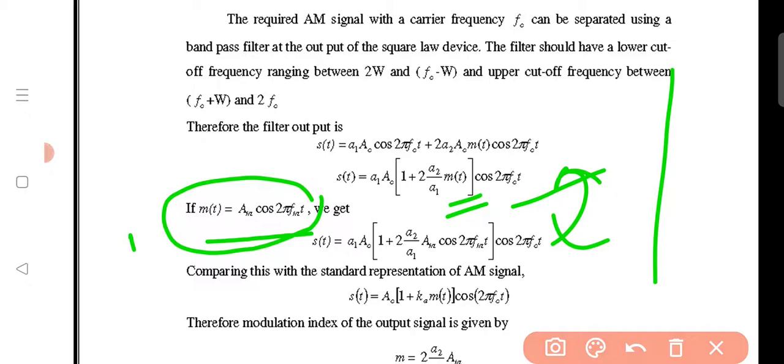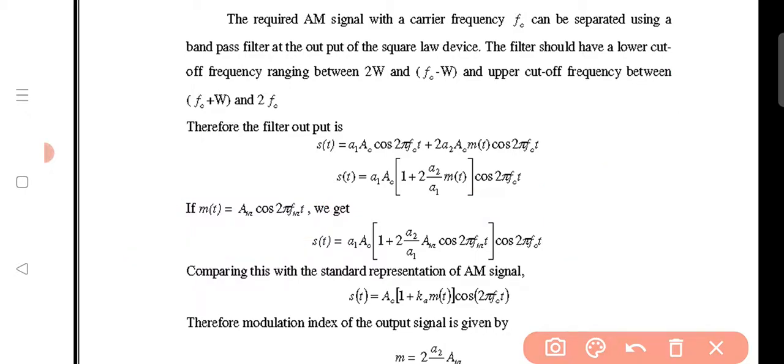Our standard equation is like this. It is similar to the standard equation. We just observe the standard equation consists of carrier signal plus message and carrier signal. Here this is the carrier signal, Ac cos 2 pi fct. Then carrier and message signal with modulation index mu is present here.